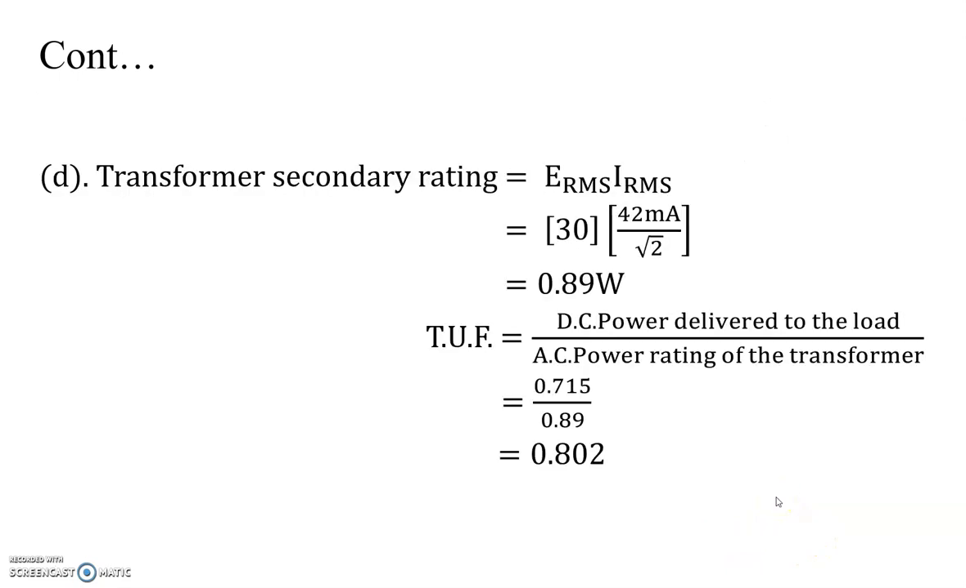Next, finally, the last part, we will calculate the transformer utilization factor. The transformer secondary rating is nothing but ERMS into IRMS. Substitute the values and find out the transformer secondary rating, 0.89 watt. The transformer utilization factor is nothing but the ratio of DC power delivered to the load to the AC power rating of the transformer. You know these two values, just substitute and find out the transformer utilization factor, that is equal to 0.802. So this is the last part of your solution.